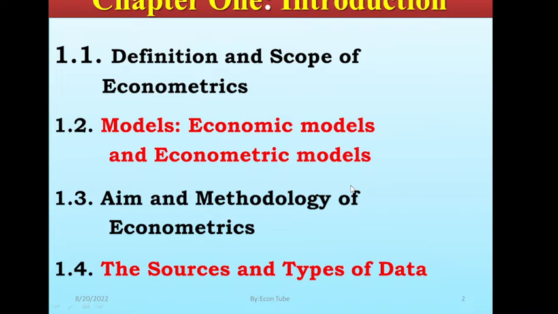So, chapter 1, introduction. From 1.1, I will give some quick definition and the scope of econometrics. Also, under 1.2, models: economic models and econometric models. Then 1.3, we try to look at the aim and the methodology of econometrics. Finally, for today's session, we close with source and types of data.